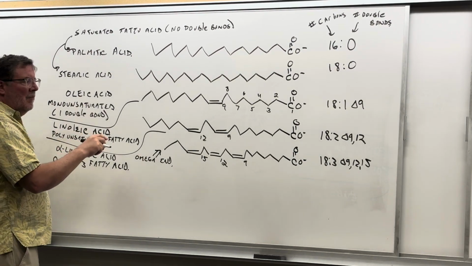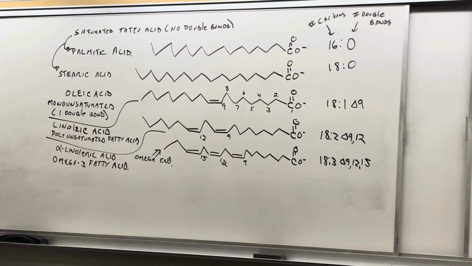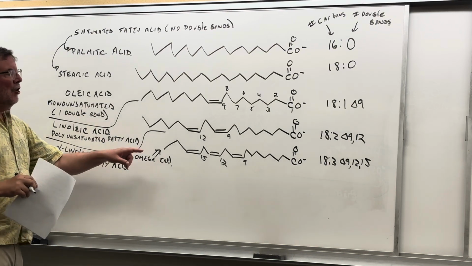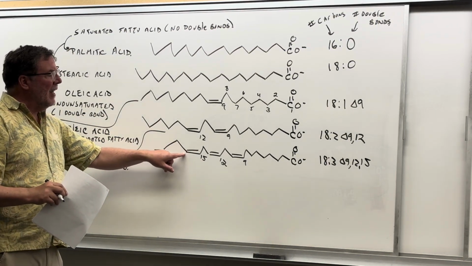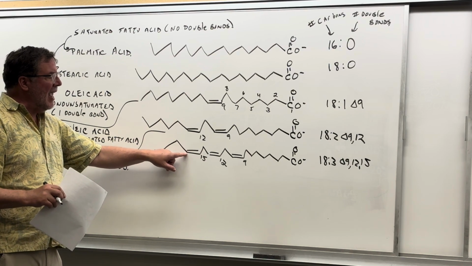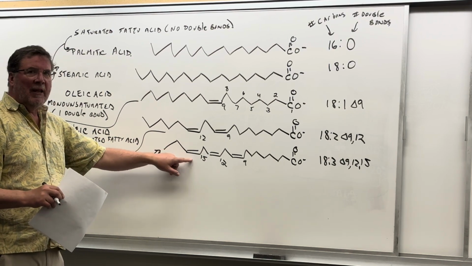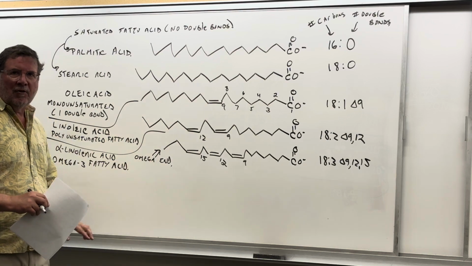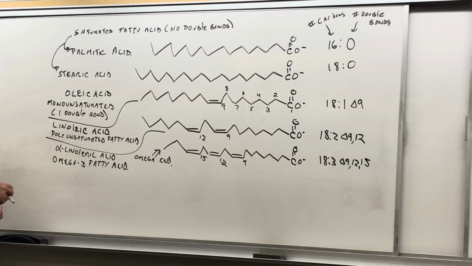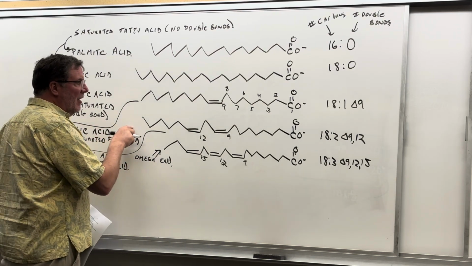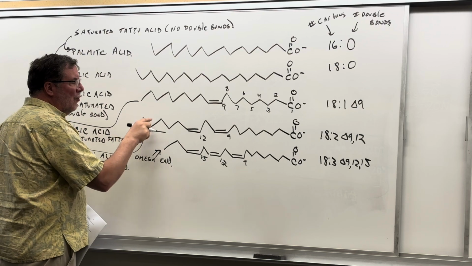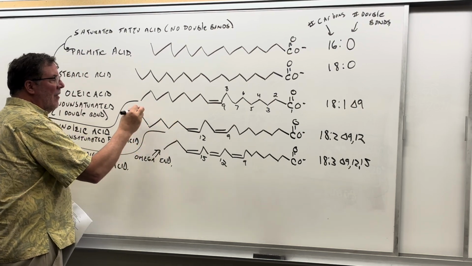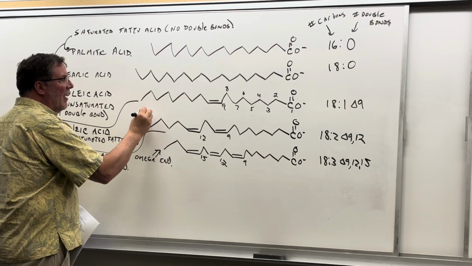Do they do that with all of the double bonds? No, so usually if you refer to omega-3 fatty acid, it's a fatty acid that has a double bond 3 carbons from the end, and it may have other double bonds as well. So this linoleic acid here, this is 1, 2, 3, 4, 5, 6. This is an omega-6 fatty acid.